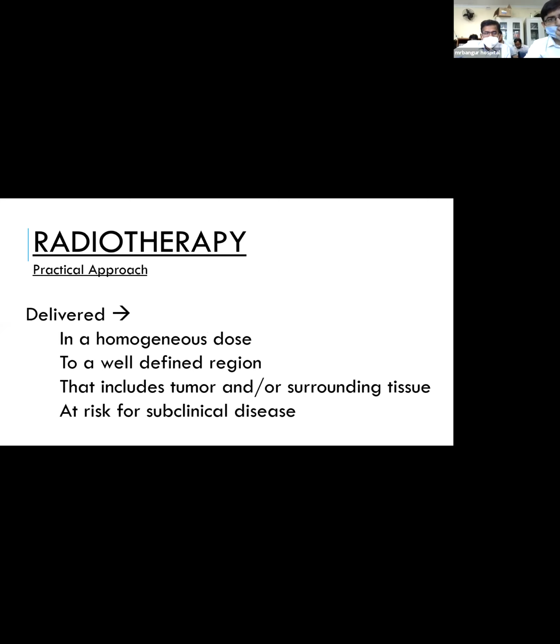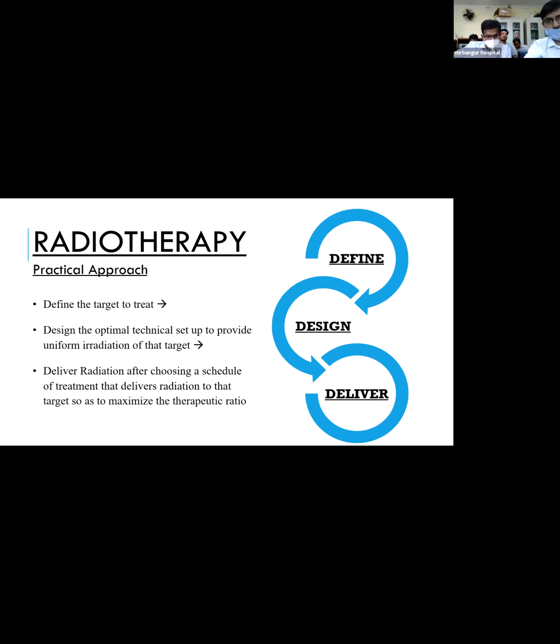Now we come, very briefly, to the practical approach of radiotherapy. Radiotherapy is delivered in a homogeneous dose to a well-defined region that includes the tumor and/or the surrounding tissue at risk for subclinical disease. So we have to define the target. We design the optimal technical setup to provide uniform irradiation, and we deliver radiation after choosing a schedule of treatment that delivers radiation to the target so as to maximize the therapeutic ratio.